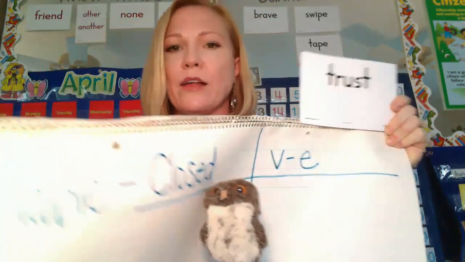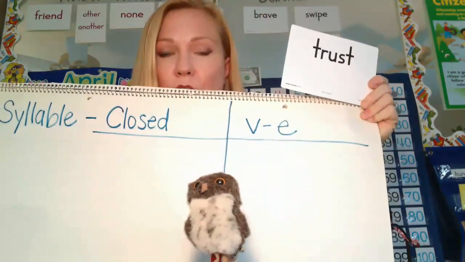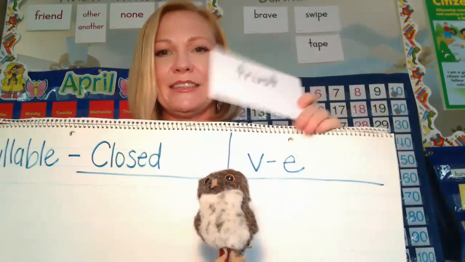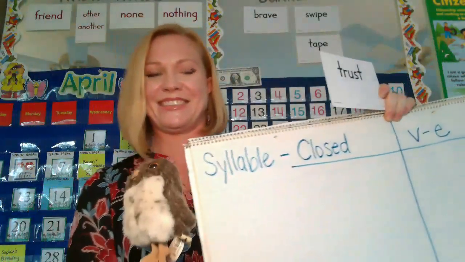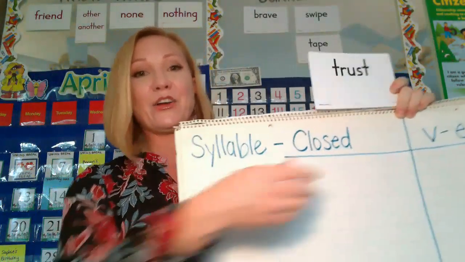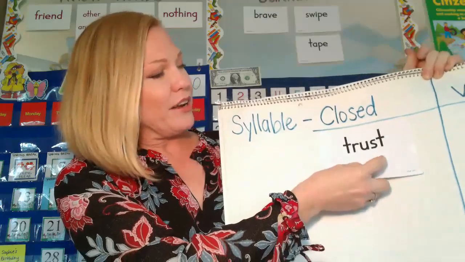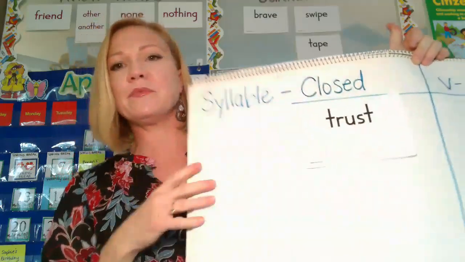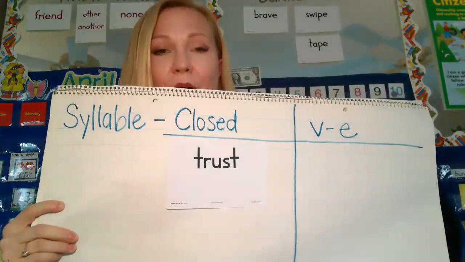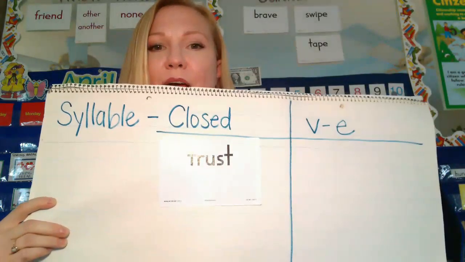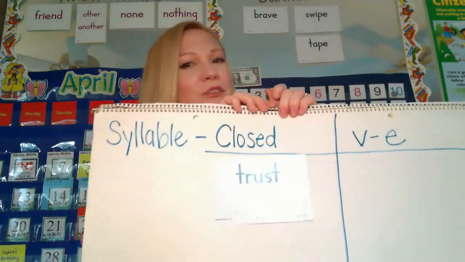Trust, trust. Is that closed or is that V-E? What do you think? I heard closed and I agree. There's only one vowel. It's a short vowel and it's closed in by consonants. Trust, that's a good word.